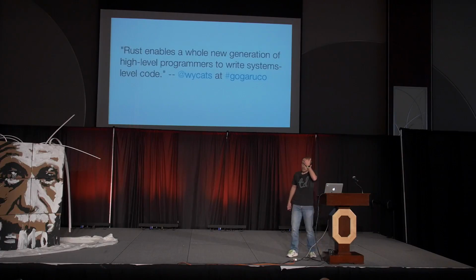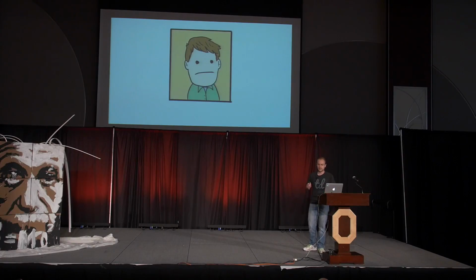As I was thinking that, an acquaintance who's really prolific in Ruby and JavaScript and Rust, named Yehuda Katz, gave a talk at Gogaruko, and he had this quote. He said, Rust enables a whole new generation of high-level programmers to write systems-level code. And so I read that, and I thought, wow, that's scary. High-level programming languages are where all this mess is happening, and systems-level code is like the last bastion of well-understood software. That's not good, was my reaction.